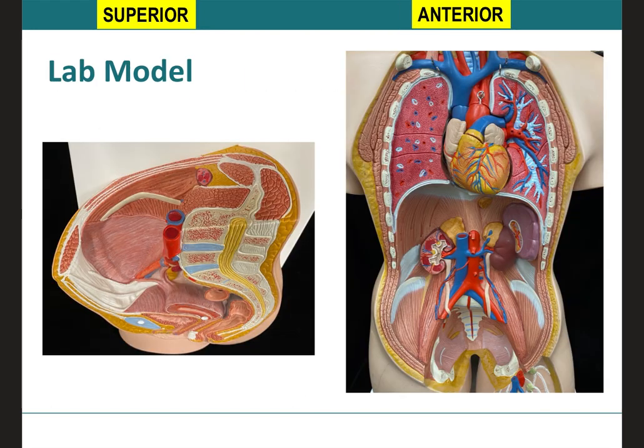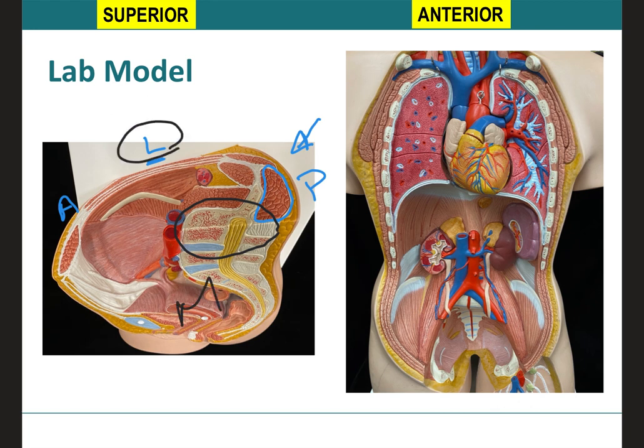Here we have the lab models. We can start by adding to this transverse cut over here. Remember, this was your erector spinae group. Therefore, this is posterior and this is anterior. And this part over here will be lateral. And how do I know that this is lateral? Well, remember that I said on the previous slide that this would be your vertebrae, and the vertebrae are medial. Therefore, this area over here would be medial, and this would be lateral.